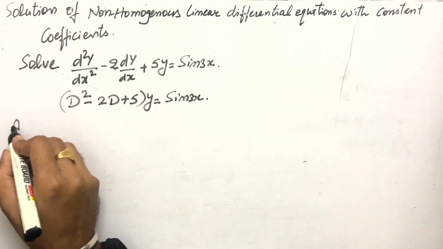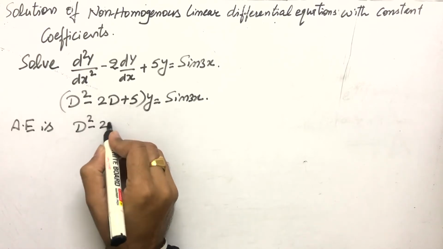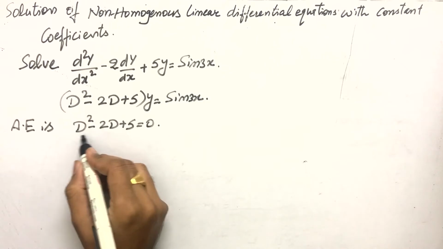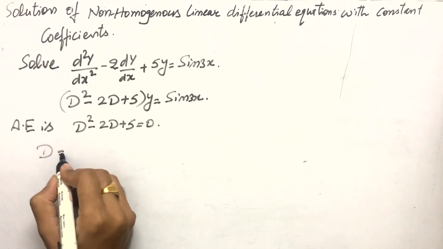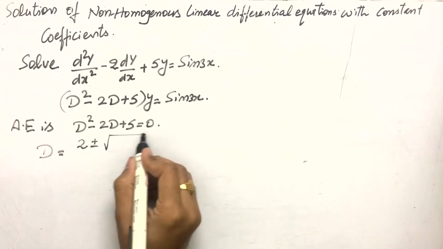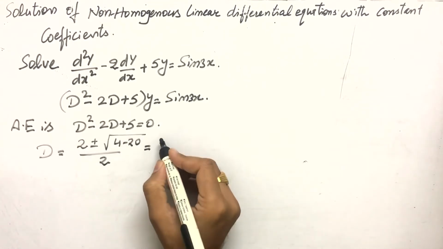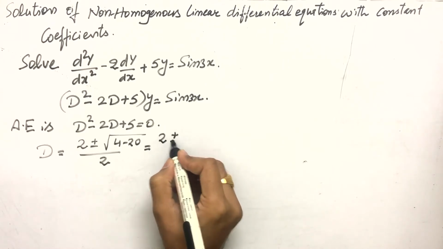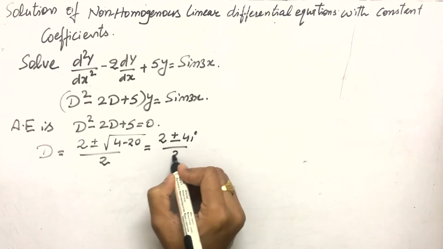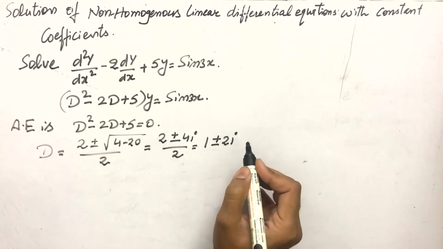And the auxiliary equation is D squared minus 2D plus 5 is equal to 0. And we can easily find the roots here. So D is equal to minus b, that is 2, plus minus under the root 4 minus 20, by 2. And after solving, this is 2 plus minus, this is minus 16, that is 4 iota, by 2. And which will cancel, and we are left with 1 plus minus 2 iota.